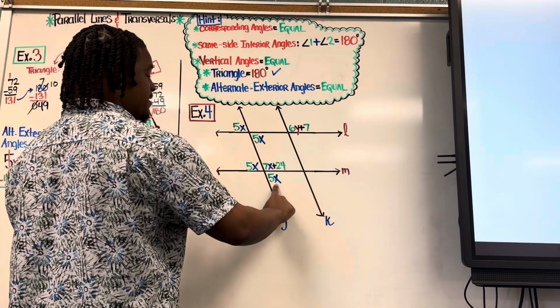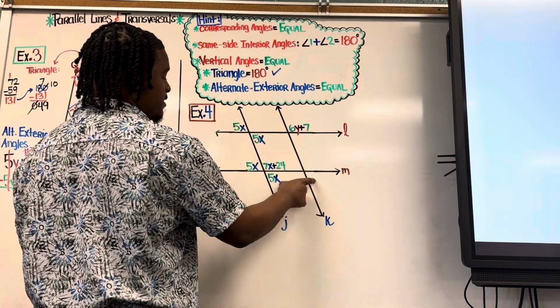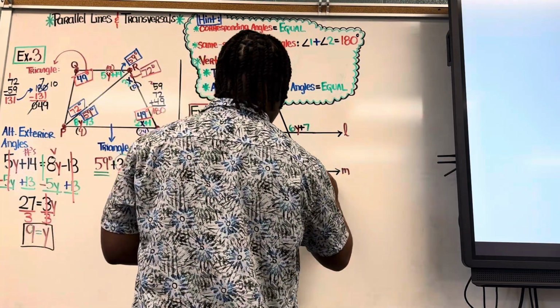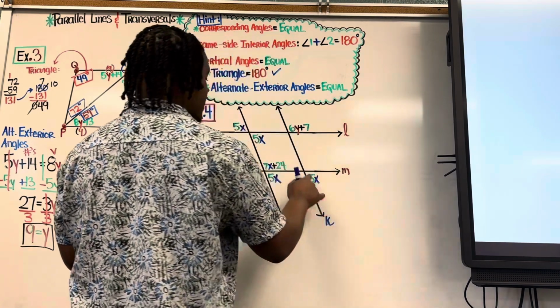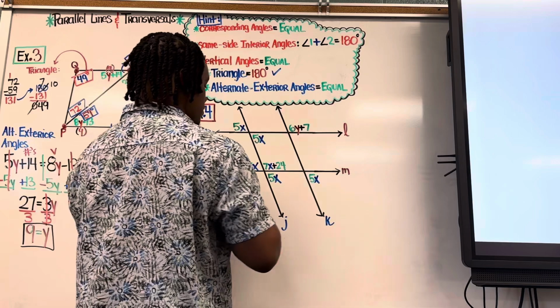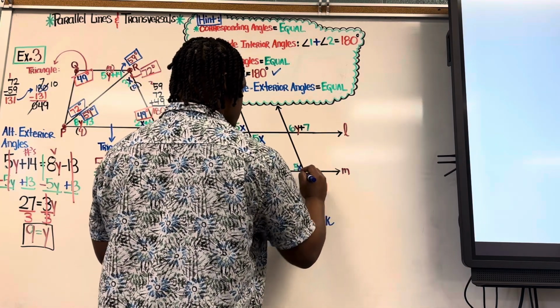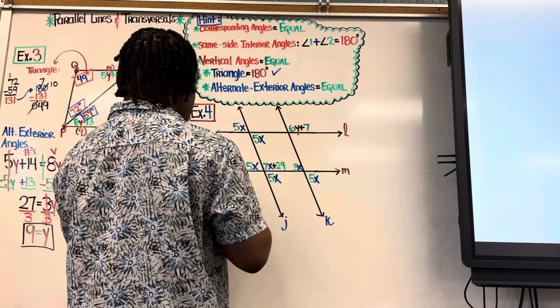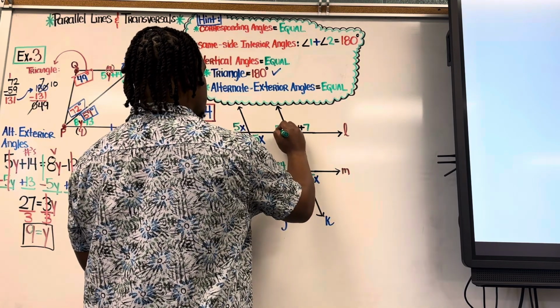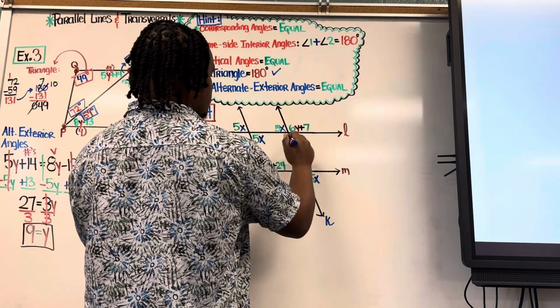Same thing. This angle is corresponding with that angle. Remember, corresponding angles are equal because they sit in the same position. So this is also 5x. This angle is vertical to this angle, so this angle is 5x. This angle is corresponding to this angle, so that angle is 5x. This angle is vertical to that angle, so that angle is 5x.